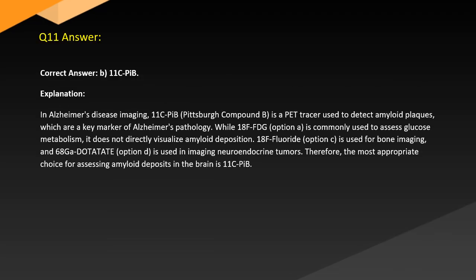Answer. Correct answer: B. 11C-PiB. Explanation. In Alzheimer's disease imaging, 11C-PiB, Pittsburgh compound B, is a PET tracer used to detect amyloid plaques, which are a key marker of Alzheimer's pathology, while 18F-FDG is commonly used to assess glucose metabolism. It does not directly visualize amyloid deposition. 18F-fluoride, option C, is used for bone imaging, and 68Ga-DOTATATE, option D, is used in imaging neuroendocrine tumors. Therefore, the most appropriate choice for assessing amyloid deposits in the brain is 11C-PiB.